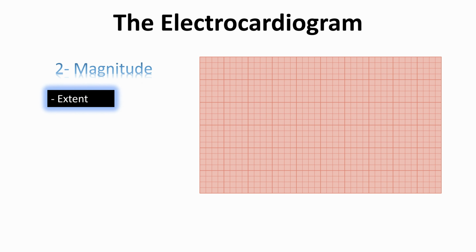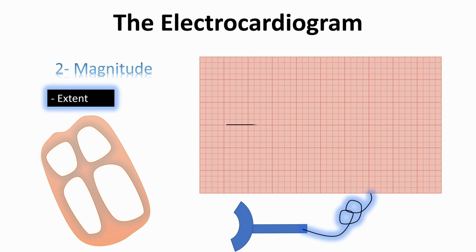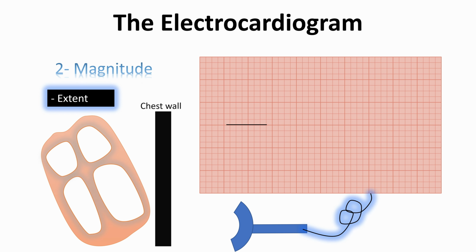The second factor that the magnitude depends on is the distance between the heart and the recording electrode. If the chest wall is thick, the ventricular complexes are smaller than normal, since the fat or muscle intervenes between the myocardium and the recording electrode. And if the chest wall is thin, on the opposite side, the ventricular complexes are larger than normal.